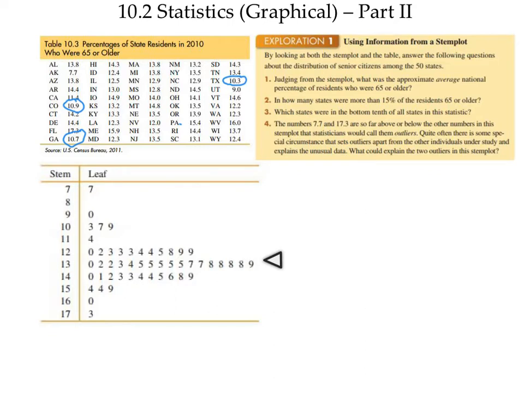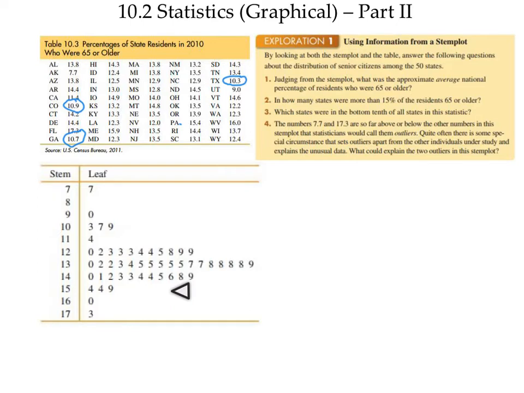Question 2, in how many states were more than 15% of the residents 65 or older? Well, more than 15% would be just 1, 2, 3, 4, 5, in 5 of the states.